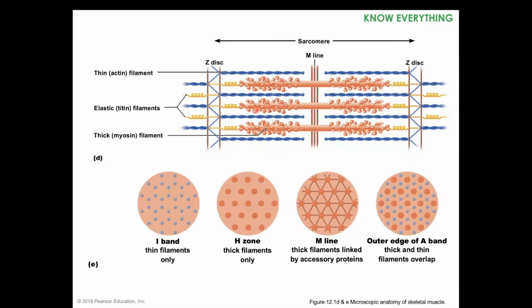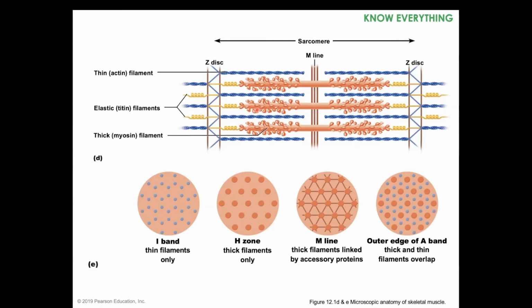Here you can see the heads of the myosin, and during contraction, the heads of the myosin will grab onto the actin and pull on it, causing them to slide over the myosin and move closer to the M line, which is the center of the sarcomere. This phenomenon is known as the sliding filament theory.